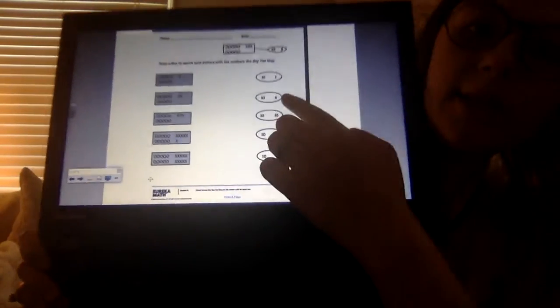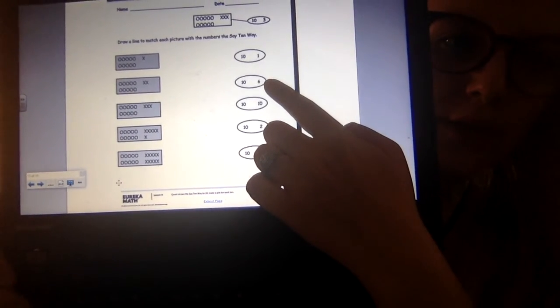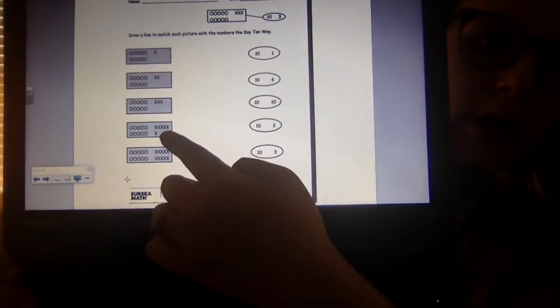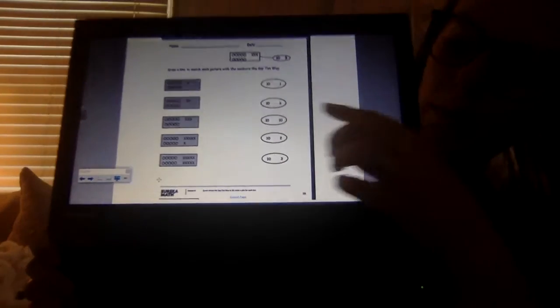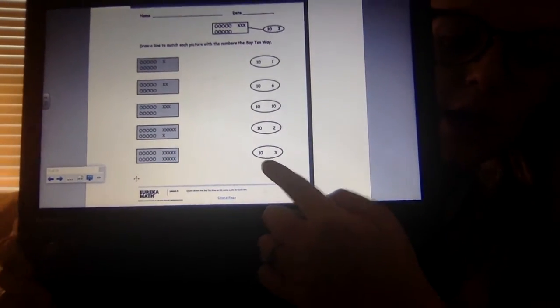The next one I see says 10 6. So let me look and find the one that has 10 circles and 6 X's. I see that right here. So I would draw a line to that one. So you can do the rest of them. You've got 10 10, 10 2, and 10 3.